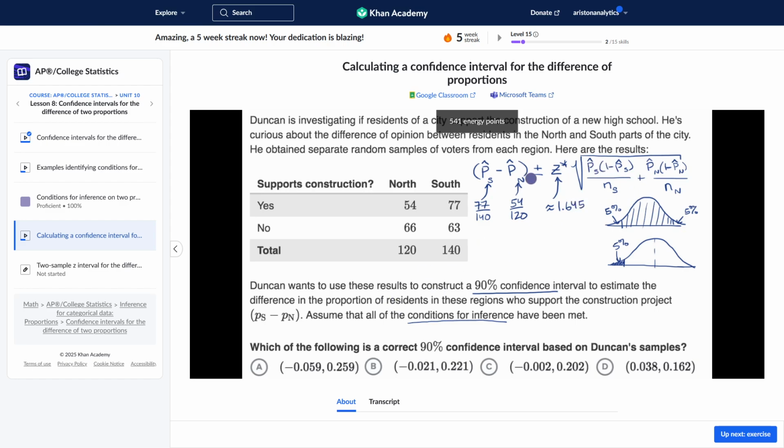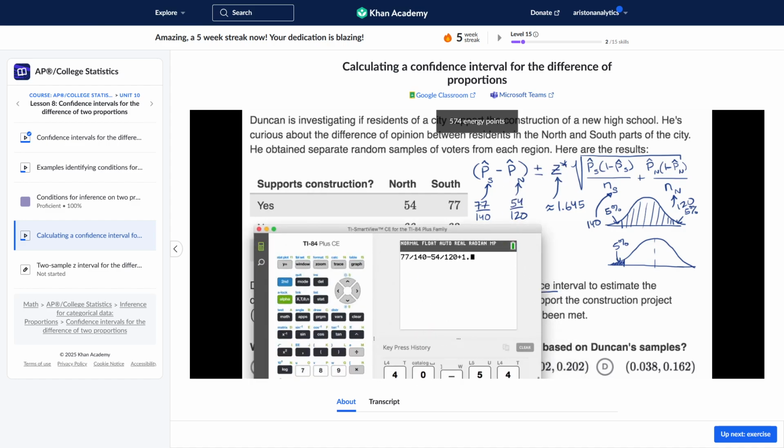And then, let's see, we know what p hat sub s is. We know what p hat sub n is. In the south, our sample size is 140, and in the north, our sample size is 120. And so now I just have to type all of this into the calculator, which is going to get a little hairy, but we will do it together. For the sake of time, we'll accelerate this typing. I'm going to start with calculating the upper bound, and then we'll calculate the lower bound. I think I've closed all my parentheses, and so the upper bound is approximately 0.202.